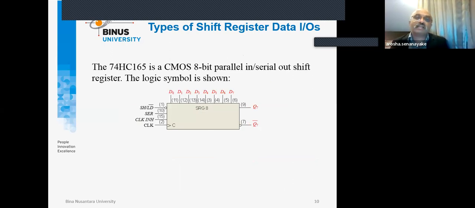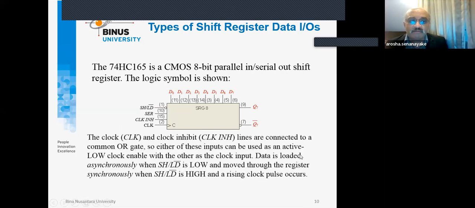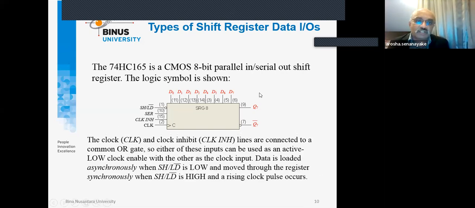So when it comes to operations, when we do digital logic design, we always look at the data bus. Data buses are all in 8-bit, minimum 8 bits. So manufacturers tend to make 8-bit parallel in serial out shift registers rather than 4-bit, and those are still available, you can purchase them.